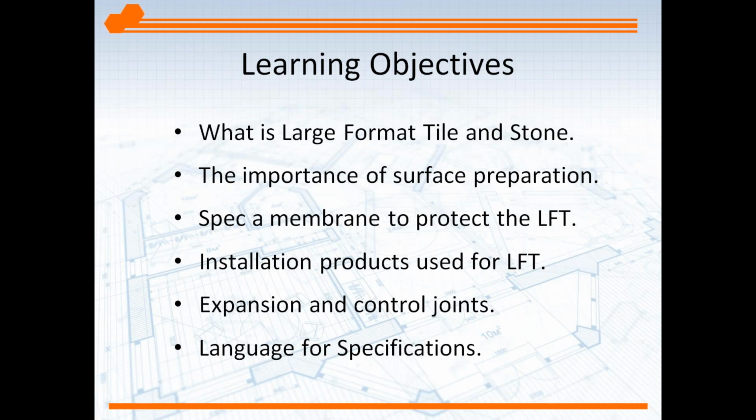Expansion and control joints. Number one reason tile installations fail, I'm told, is improper expansion and lack of expansion and control joints. And language for specifications. This is an important subject for designers, architects, and contractors as well, to know what you're looking for and what you want to see in those documents.